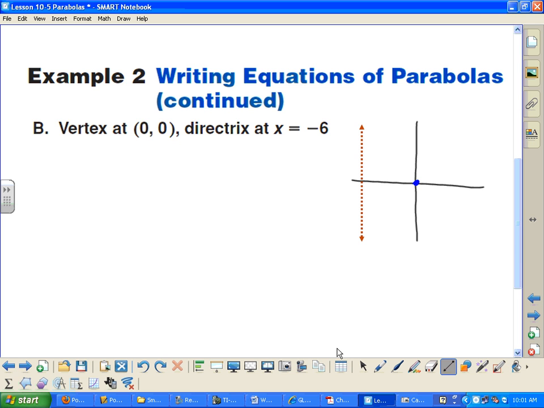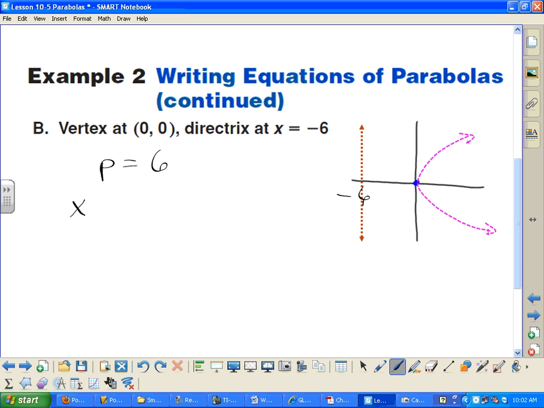So which way is this graph going to open then? Well, if it opens to the left, that means it's going to go through the directrix, right? Okay, so that means it's got to open the other direction. So this graph is going to open to the right, which tells me the value of P is going to be what? Positive. Okay. So the vertex is 0, 0, and then the value of P is equal to a +6 because the distance from the directrix to the vertex is 6 units. And since it opens to the right, it's positive.